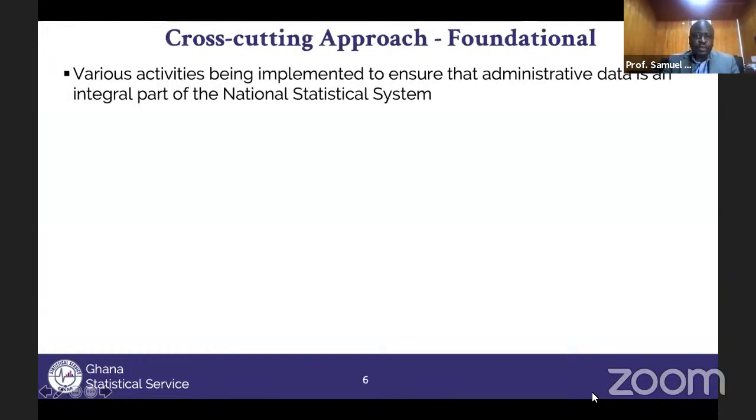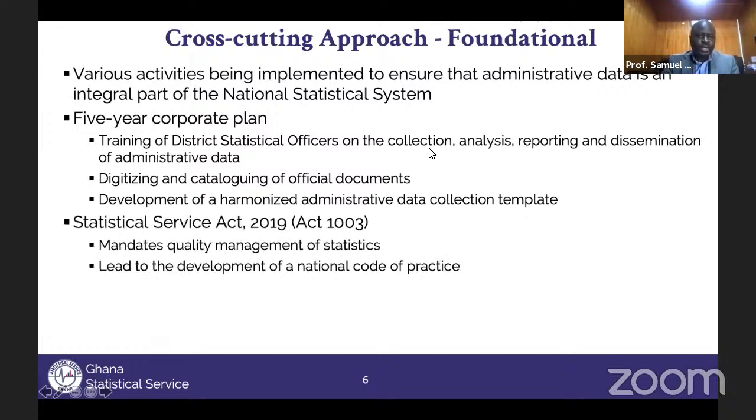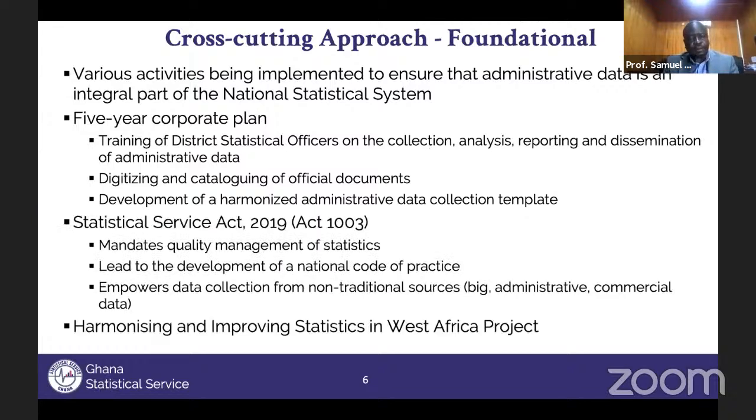I move forward to talk about cross-cutting issues from a foundational point of view. And the first thing I do is to share with you what we are doing in Ghana to ensure that we really go ahead with administrative data. And I look at this from 3 areas. Our 5-year corporate plan specifically, categorically talks about what we want to do in the area of administrative data to ensure that we really are transforming and integrating administrative data in what we do.